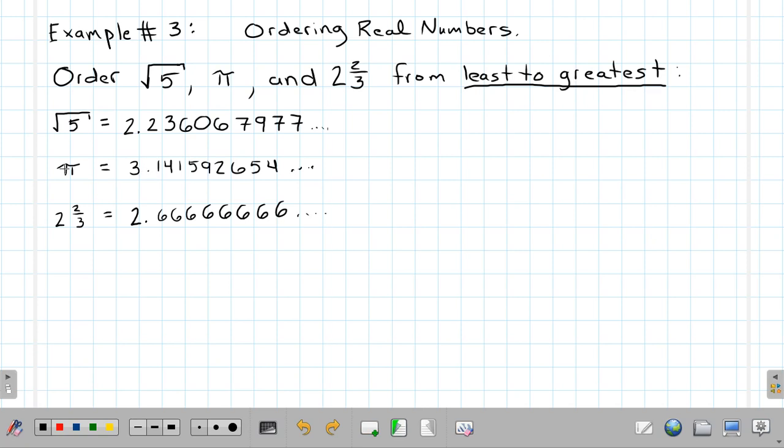And now we don't even have to worry about the pi. We know the pi is not the least number. So we go here to the next decimal place. We have a 2 and we have a 6. Well, which is less between the 2 and the 6? Well, it's the 2. So that actually tells us that in this case, square root of 5 is actually the smallest number.